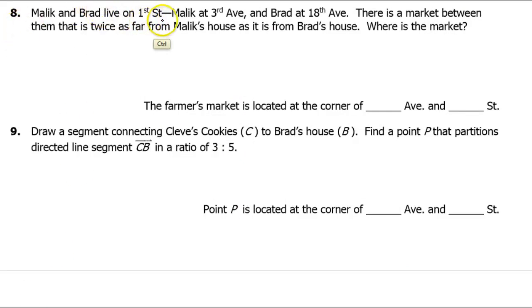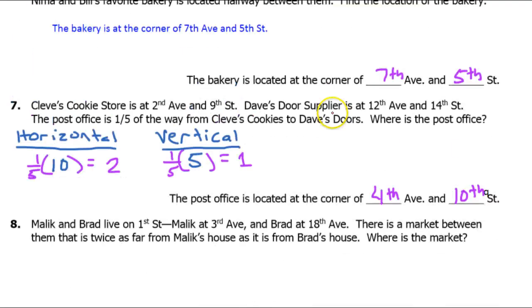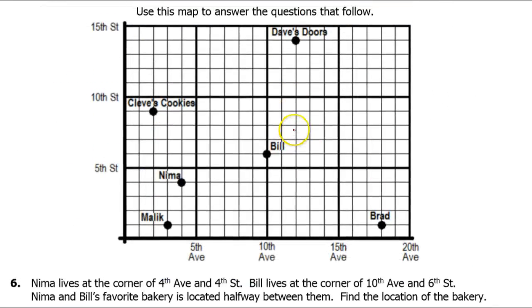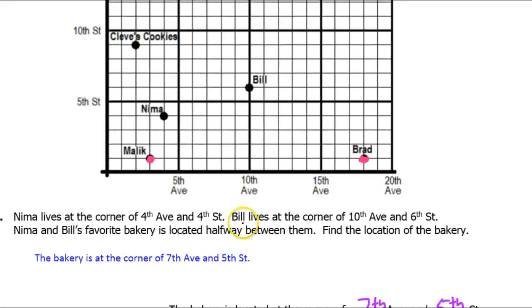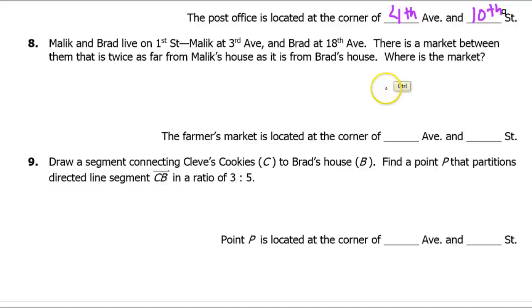Malik and Brad live on 1st Street. Malik at 3rd Avenue and Brad at 18th Avenue. Let's check that out so far. So we got Malik and Brad. Where are these guys? So here's Malik and here's Brad. There's a market between them that is twice as far from Malik's house as it is from Brad's house. Okay? So, we've got Malik's and we've got Brad's.